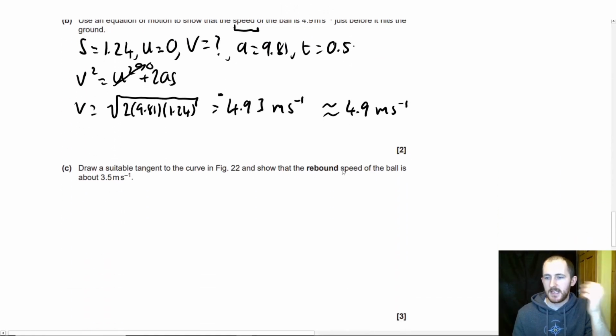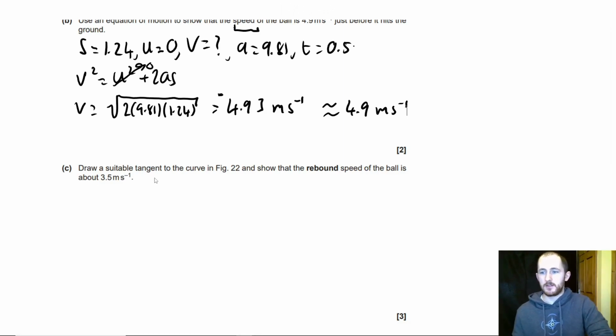And then lastly, possibly the most annoying thing you have to do in A-level physics: draw a suitable tangent. You have to do this to basically every graph that you ever get, which is annoying. If it helps, I've done this like 200 times and I still find it annoying. So the rebound speed of the ball is 3.5.